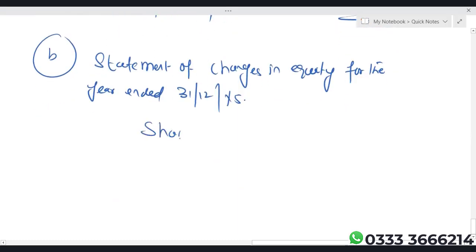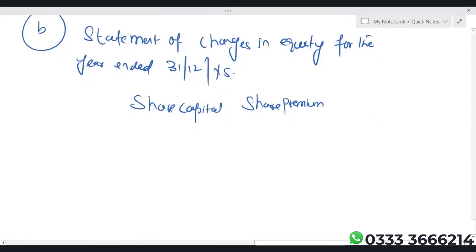Let's take share capital, share premium. If you have revaluation surplus, then there will be one more column for the revaluation surplus. We don't have a revaluation in this question. The third and last column is retained earning. There's no need for the total column. If you want, you can make it, otherwise not required. And we are ignoring 3 zeros.